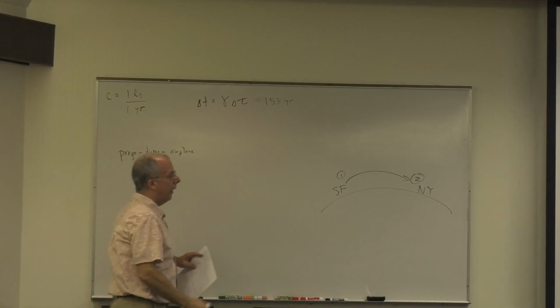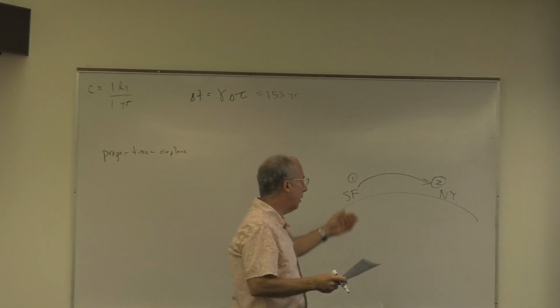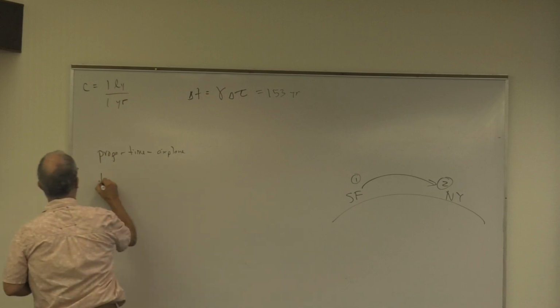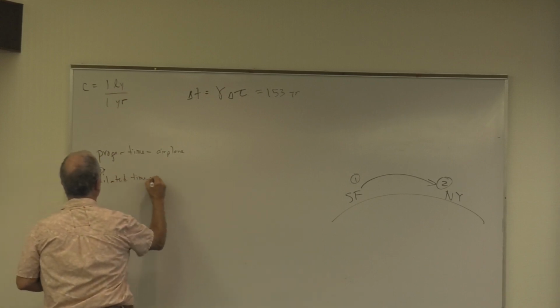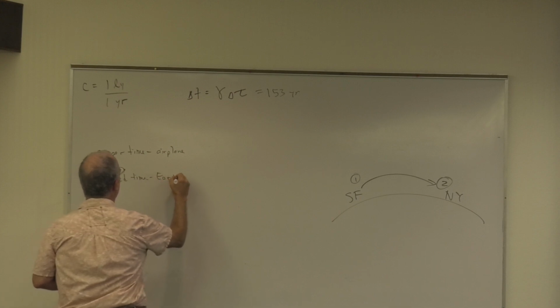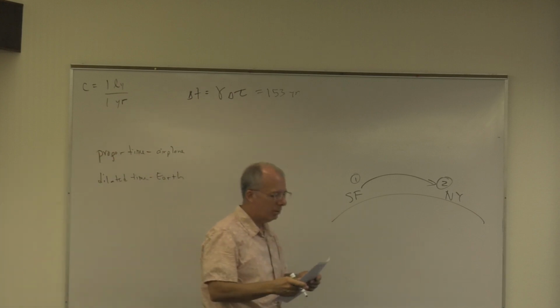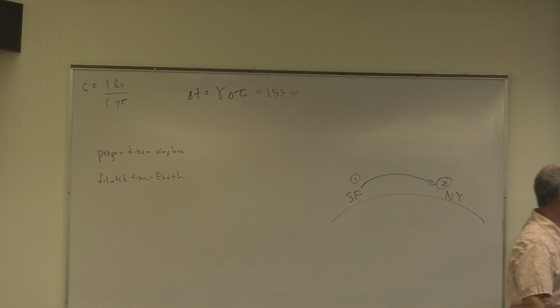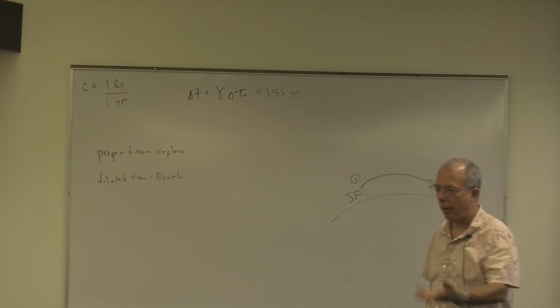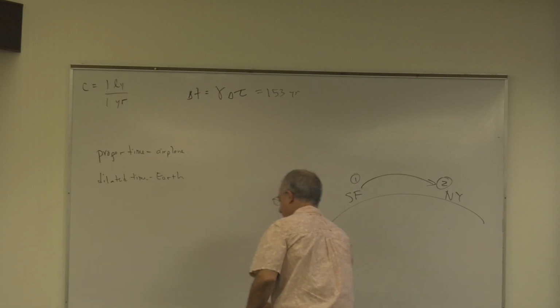And who measures the dilated time? The person on the Earth. So dilated time is measured by someone on Earth, just like the last problem, very similar. So calculate delta t. That's just like what you and I would normally do.